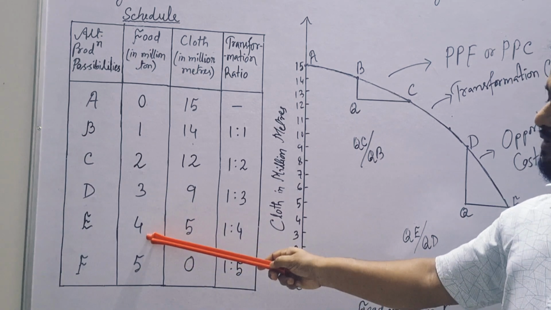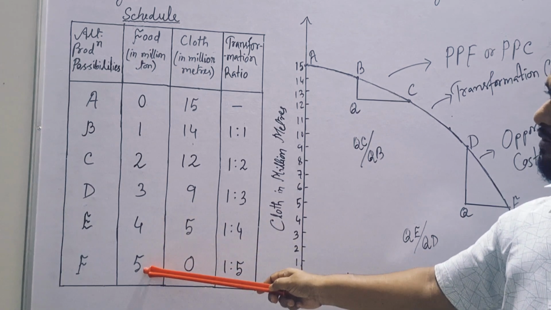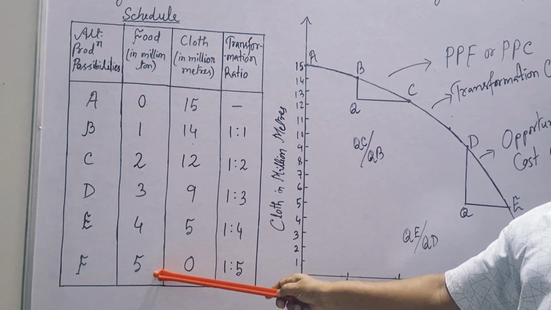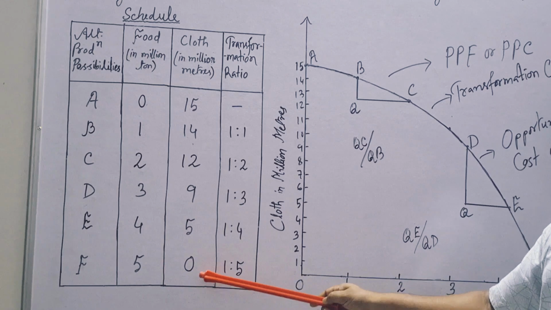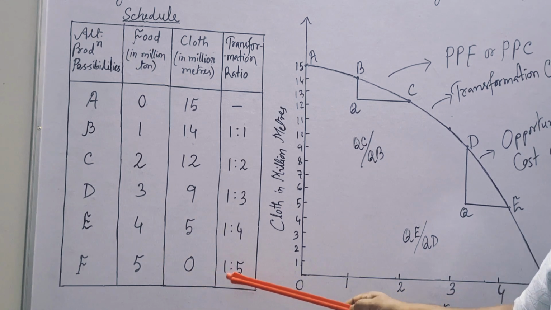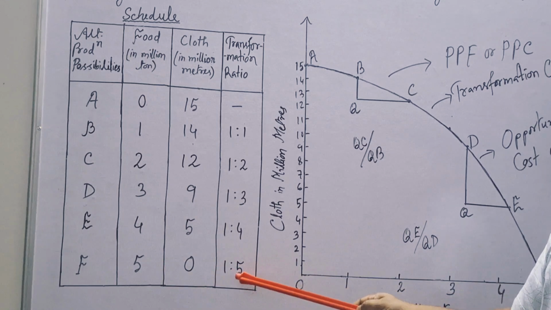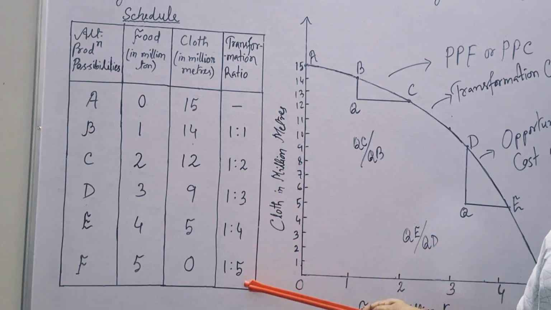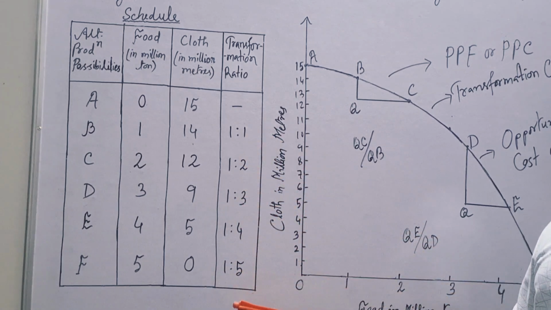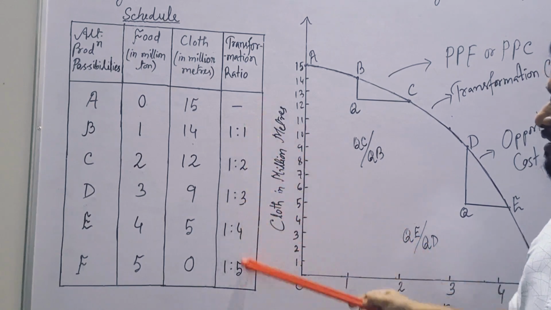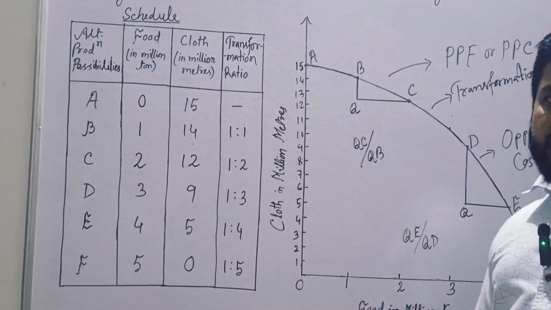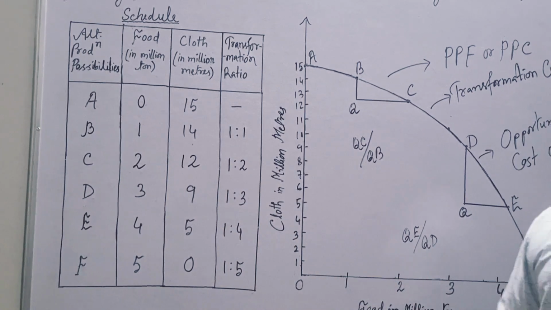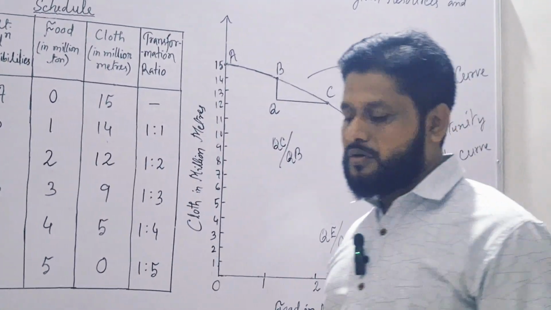And if the country produces 5 million tons of food, then no resources will be left to produce cloth. That is, the ratio will be 1:5. That means, you see, the transformation ratio increases. That is, opportunity cost also increases. This ratio can be said to be the opportunity cost, because opportunity cost is the next best alternative sacrificed.